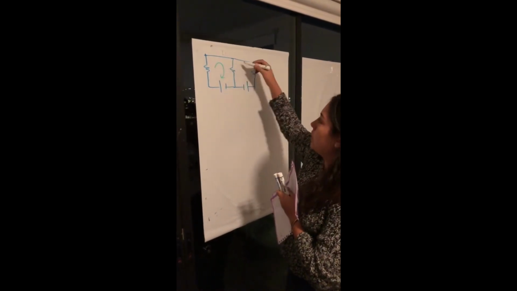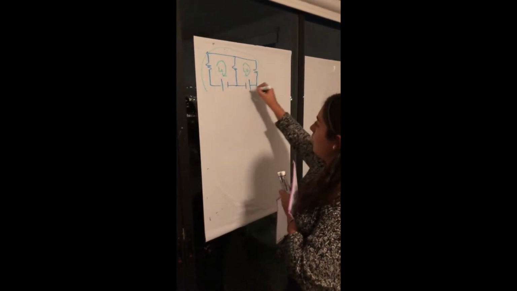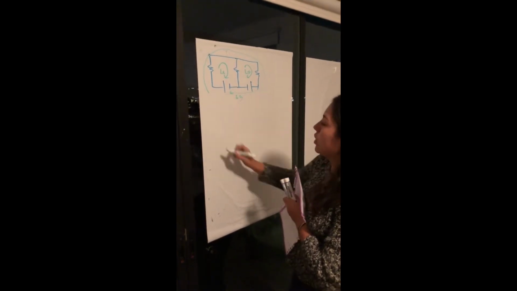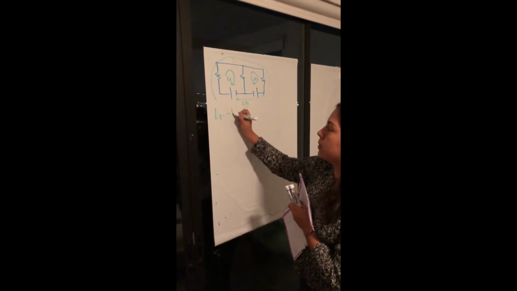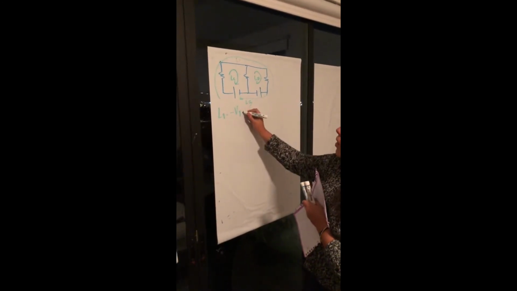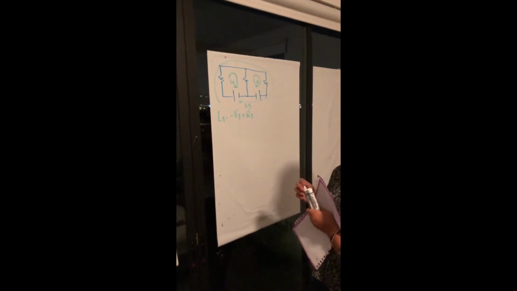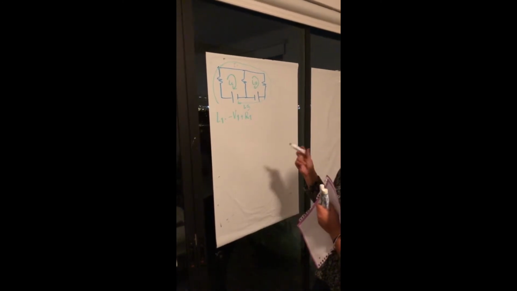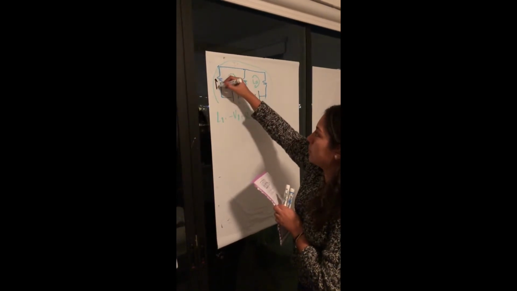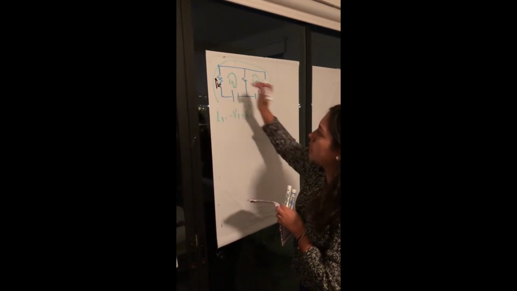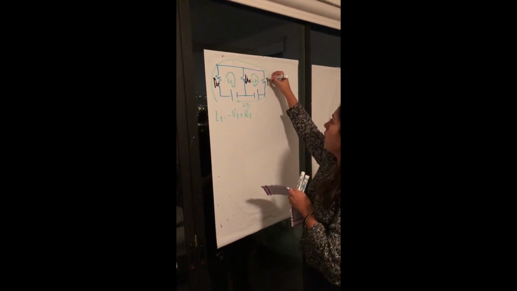So this would be my loop 1, my loop 2, and this would be my loop 3. For loop 1, I know that I have minus B1 plus R1. I also have to draw the currents, that's something that I forget. Since I know that these ones are going through the same voltage drop, this would be I1, this would be I2, and this would be I3.